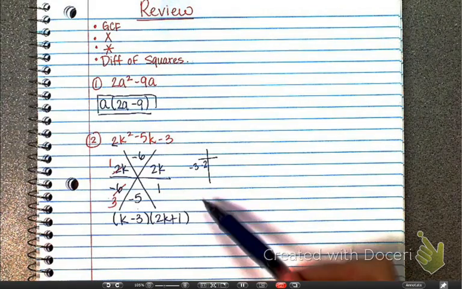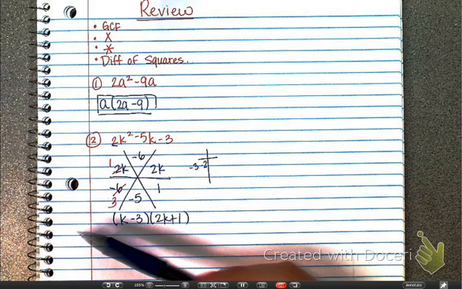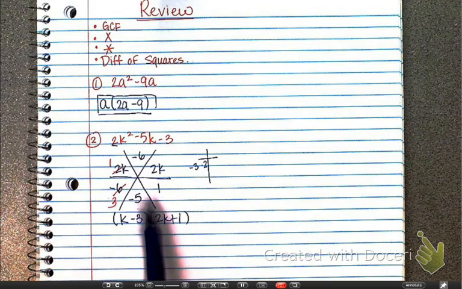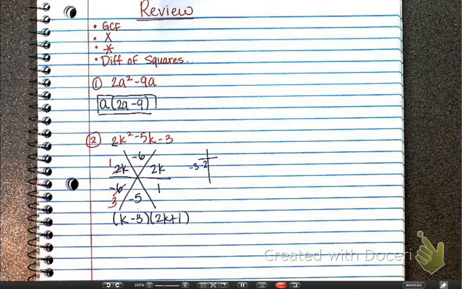So really look for what multiplies. Make sure you check your work, okay? So you're checking that these factors multiply and add, because sometimes you'll find factors that multiply but don't add properly. So just be very cautious of that.